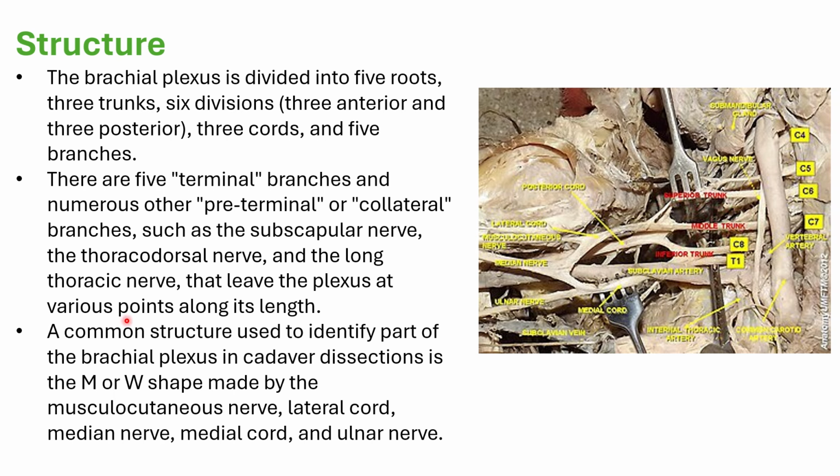There are 5 terminal branches and numerous other pre-terminal or collateral branches, such as the subscapular nerve, thoracodorsal nerve, and the long thoracic nerve, that leave the plexus at various points along its length. A common structure used to identify part of the brachial plexus in cadaver dissection is the M or W shape made by the musculocutaneous nerve, lateral cord, median nerve, medial cord, and ulnar nerve.